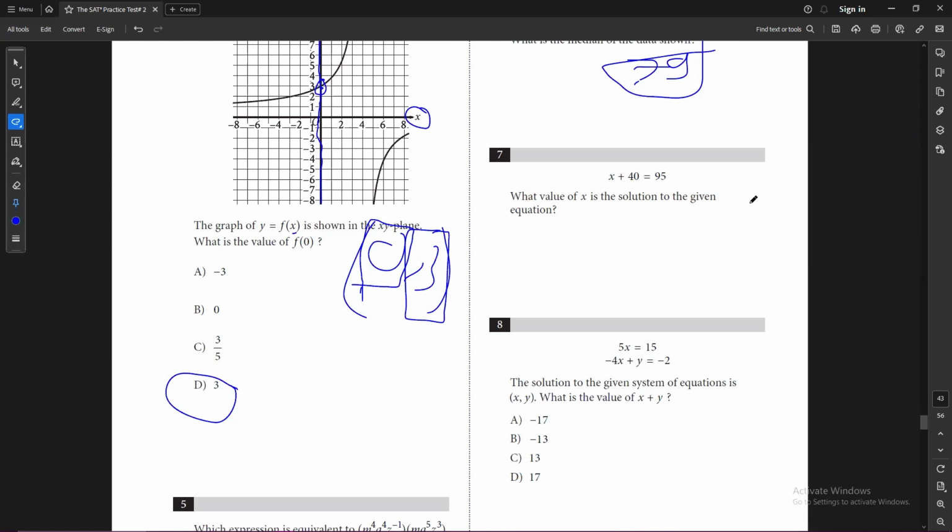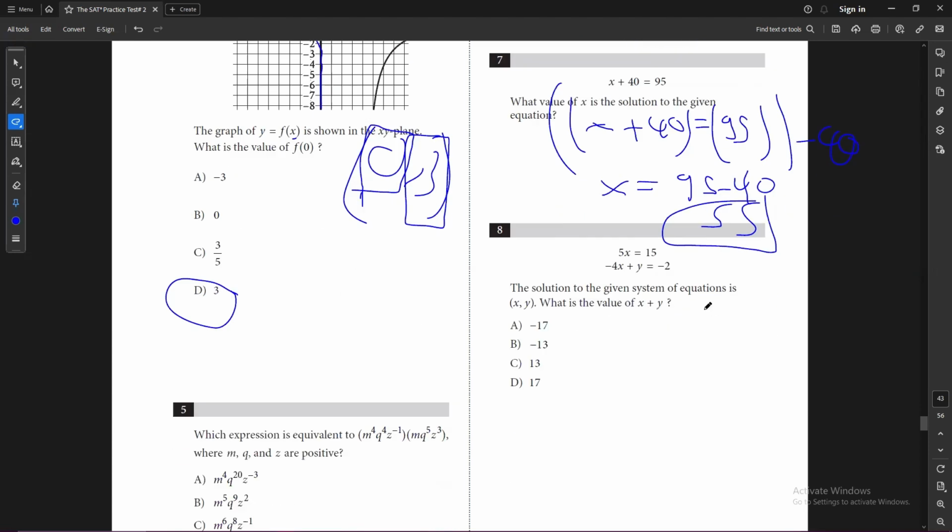What is the value of the solution to the given equation? x plus 40 equals 95. Just subtract 40 from both sides. When I subtract 40, x is equal to 95 minus 40, which is 55.